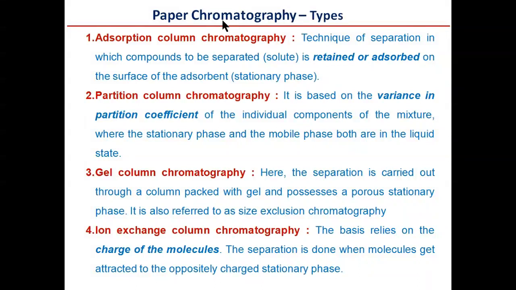The second one is partition column chromatography. So here it is based on the variance in the partition coefficient of the individual components of a mixture, where the stationary phase and the mobile phase both are in liquid state. So both the phases, that is stationary and mobile phase, are liquid, and the components in the mixture have variance in their partition coefficients.